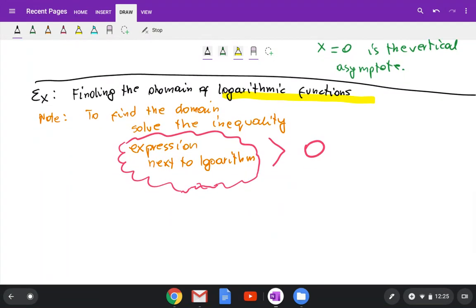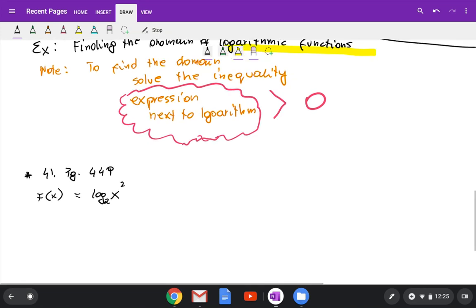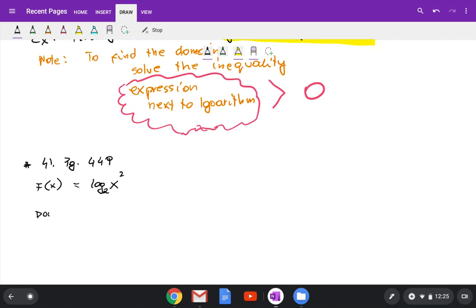And I'm going to use the problems from your textbook. This is number 41 from page 449. We need to find the domain, and they give us the logarithmic function f of x, which is equal to log base 2 of x squared. So to find the domain, without graphing, you always take the expression which is next to log. So in our case, it's x squared, and you solve the inequality. Has to be greater than 0.